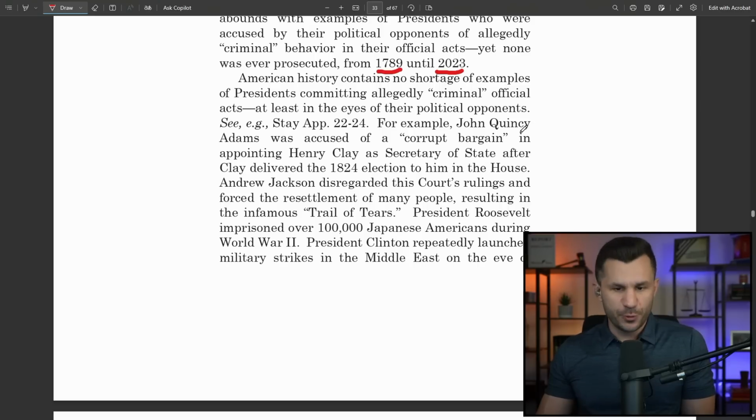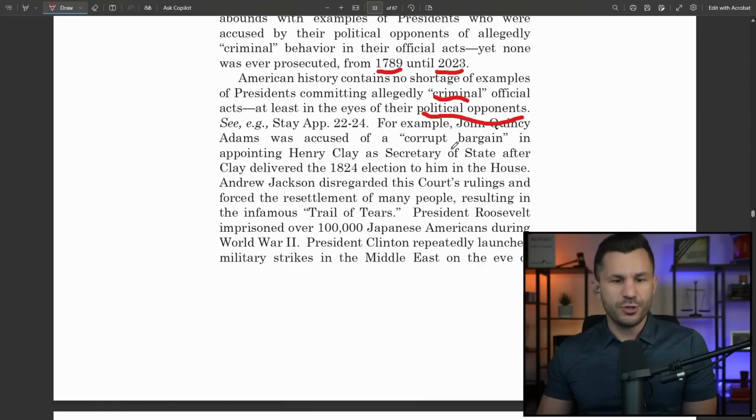And a bunch of the smooth brains on the other side will say, well, no one has done anything as bad as Trump. No one's misconduct is as egregious as his. Okay. Why? Because he stood up there and gave a speech on January 6th and said our election was rigged when it was? American history contains no shortage of examples of presidents committing criminal official acts, they say. At least in the eyes of their opponents, every opponent says their political opponent's a criminal. Oh, I can't believe he did that. This is unconstitutional. It's totally ridiculous.